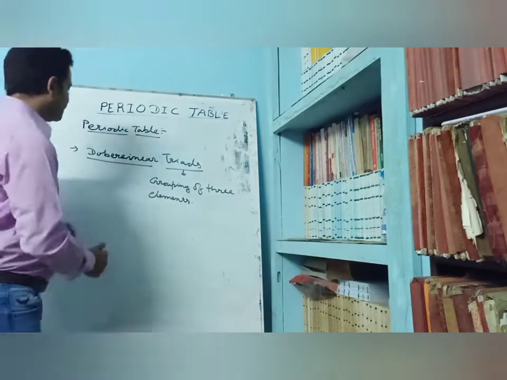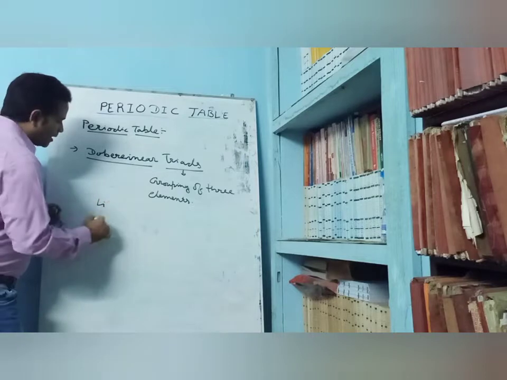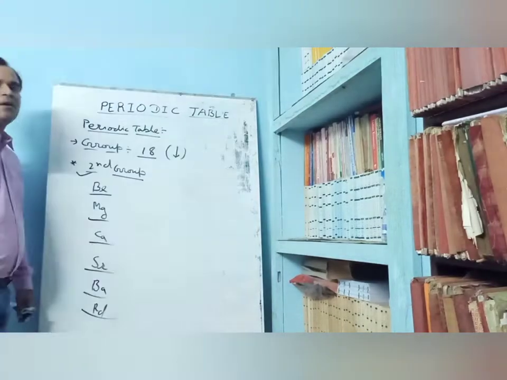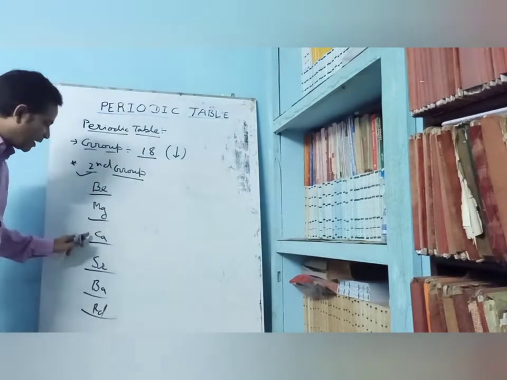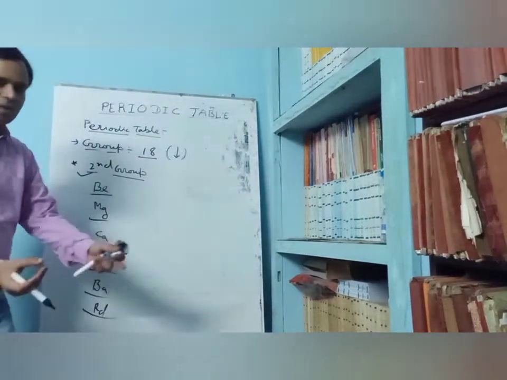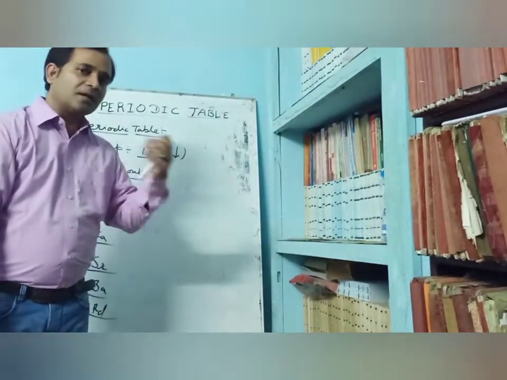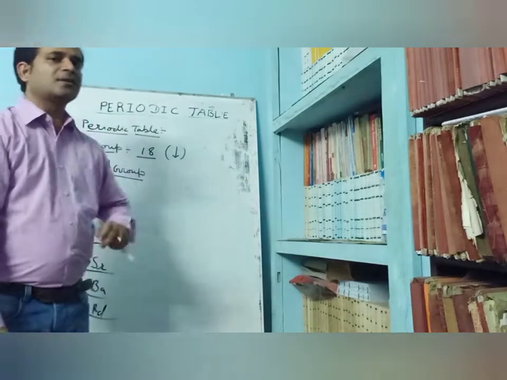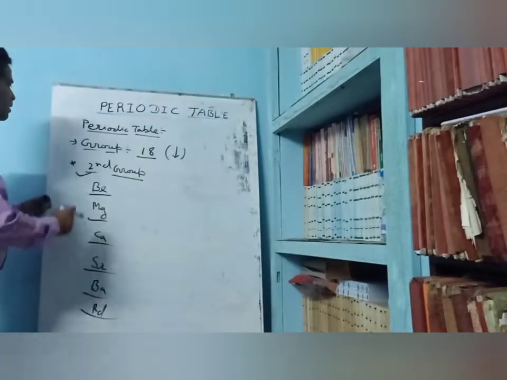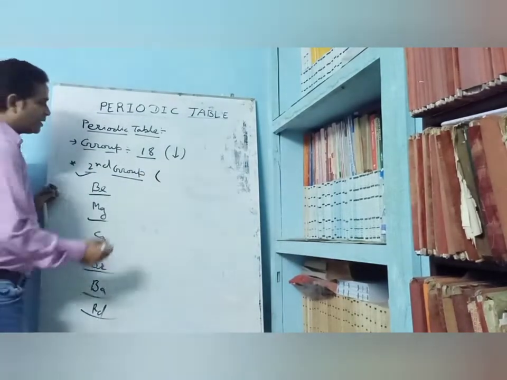How? Let's see. I am giving an example. Lithium, atomic mass 7. This way you learn the PT, learn all the elements and where they belong in a group. This one. Now, this one element is also termed as what?